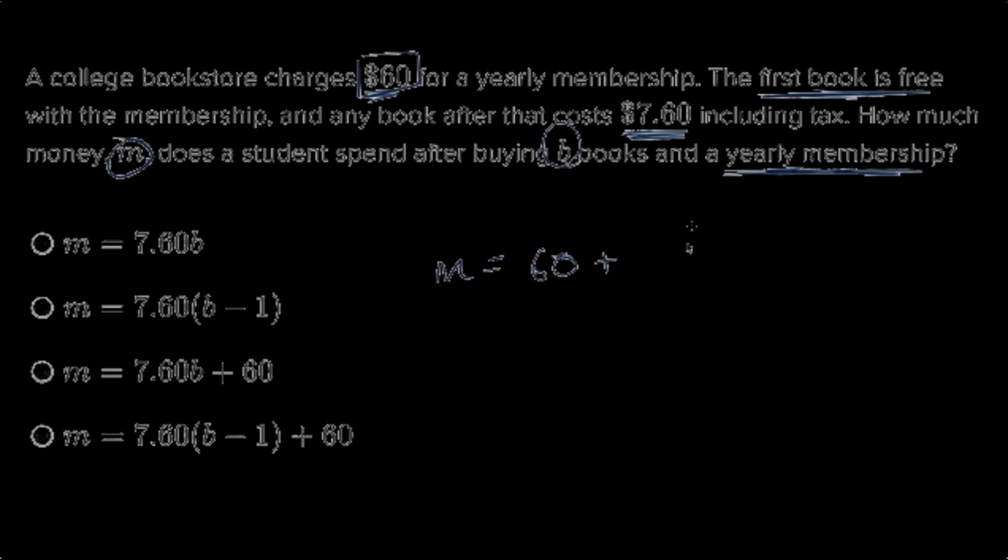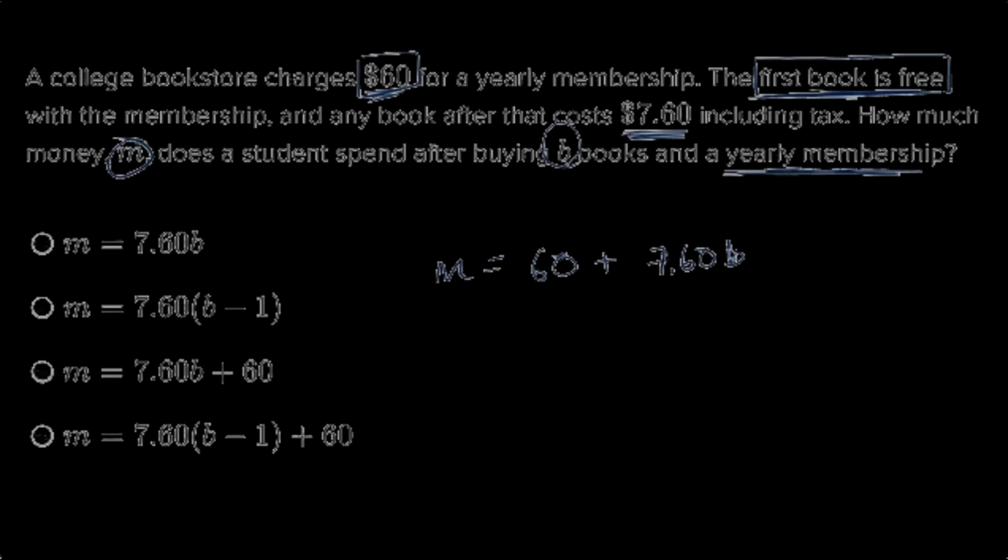So it might be tempting to say, all right, I'm going to do $7.60 per book, and then multiply that times B books. So this right over here might be very tempting. We have to remember something. The first book is free. So if you buy one book, you're not going to pay $7.60. You're going to pay nothing.